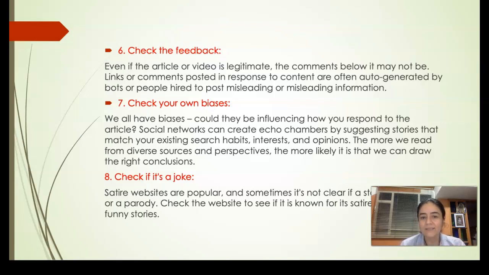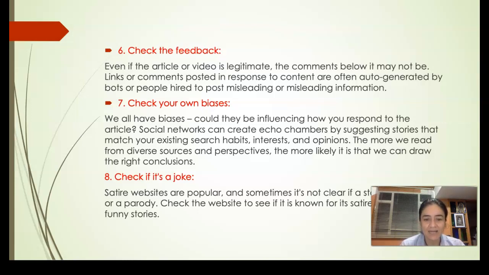The other is to check your own bias. We all have biases. Could they be influencing how you respond to the article? Social networks can create echo chambers by suggesting stories that match your existing search habits, interests, and opinions. The more we read from diverse sources and perspectives, the more likely it is that we can draw the right conclusion.